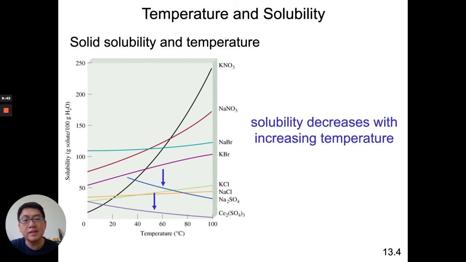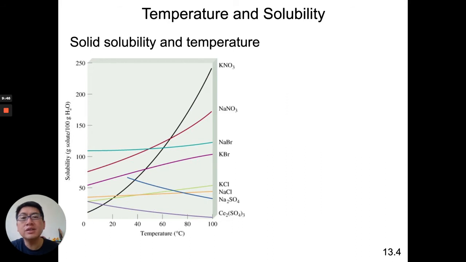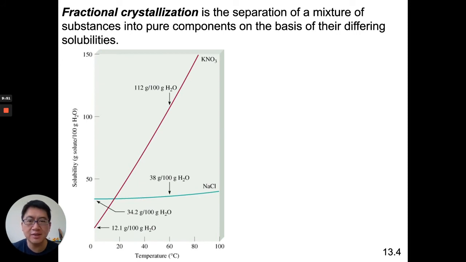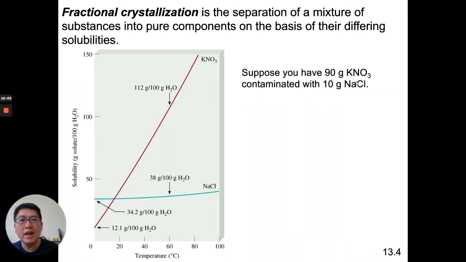Okay, we can also use this for something called fractional crystallization. It's a separation of a mixture of substances into pure components on the basis of differing solubilities. So say, for instance, you had 90 grams of potassium nitrate contaminated with 10 grams of sodium chloride. Okay, yeah, 90 grams of potassium nitrate, this substance, is contaminated with 10 grams of salt. They're all mixed in. And I said, hey, separate them.